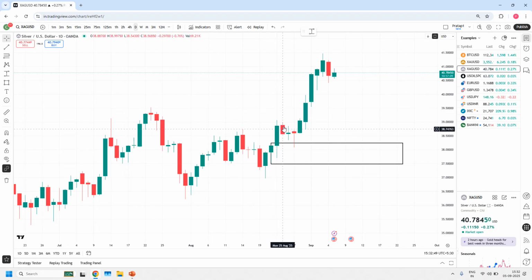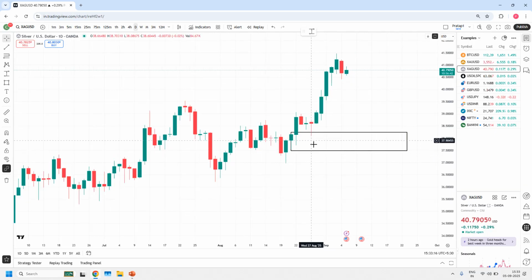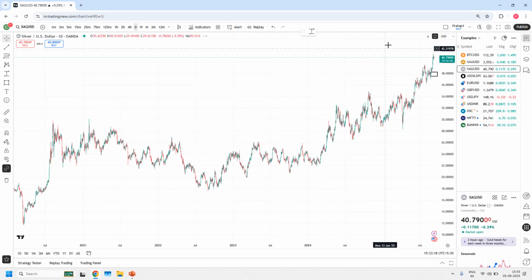And recently prices entered into the demand zone. After the demand zone creation, prices entered here. A demand zone has institutional pending buy orders. These pending buy orders might have the capability to push the prices up. That way, the silver has given a very good profit. It would have given you a very good profit. And at present, silver is at all-time high.